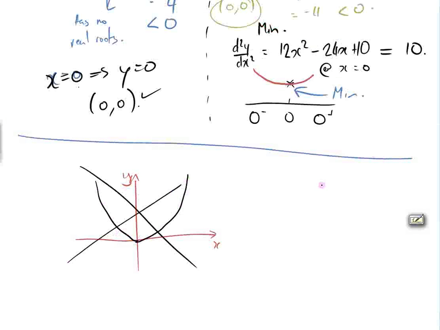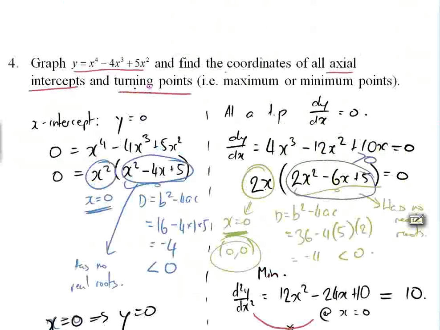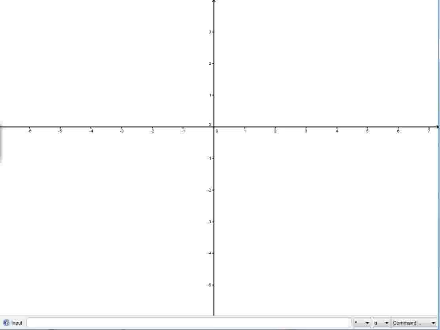In fact, if you look at this, we should be a little bit surprised. This is an x to the power of 4 graph, right? We would expect these to have a lot more turning points and a lot more intercepts and a lot more detail than a simple quadratic. So what are we going to do? We're going to use our graphing calculator, and we're going to look at what this looks like.